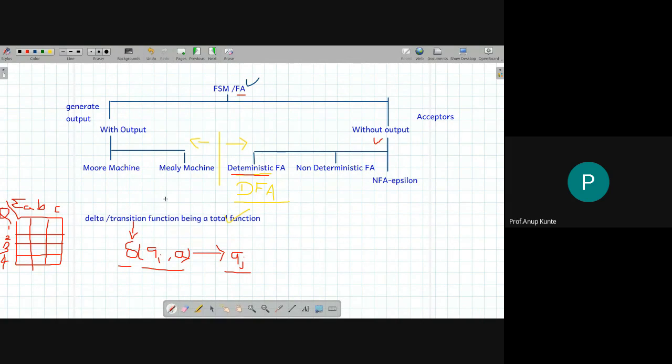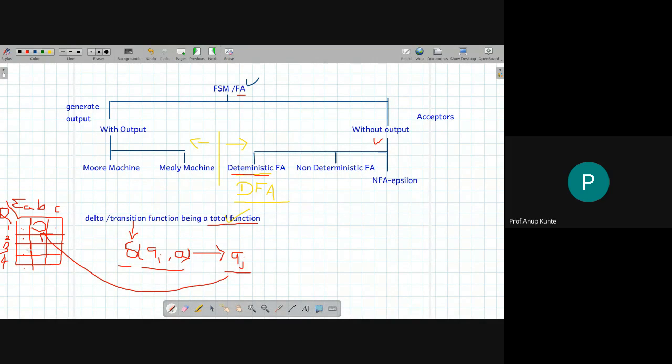So when I call this transition table a total function, it means that all these 3 into 4 cells, that is 12 cells, are occupied by exactly one state. So I have exactly one Qj occupying all these cells.